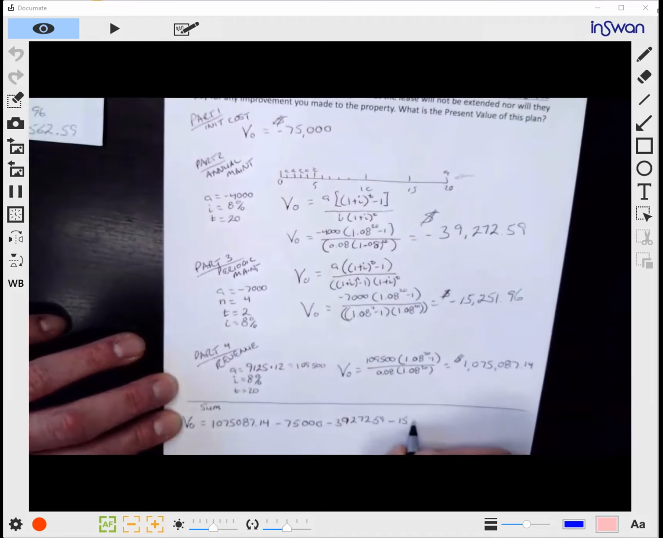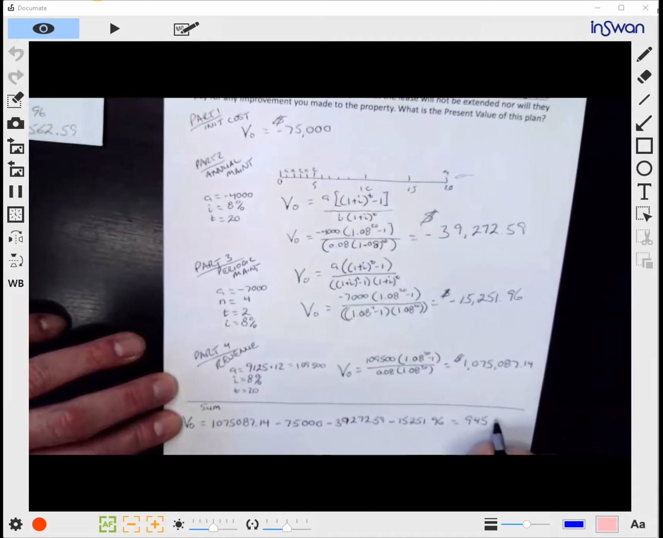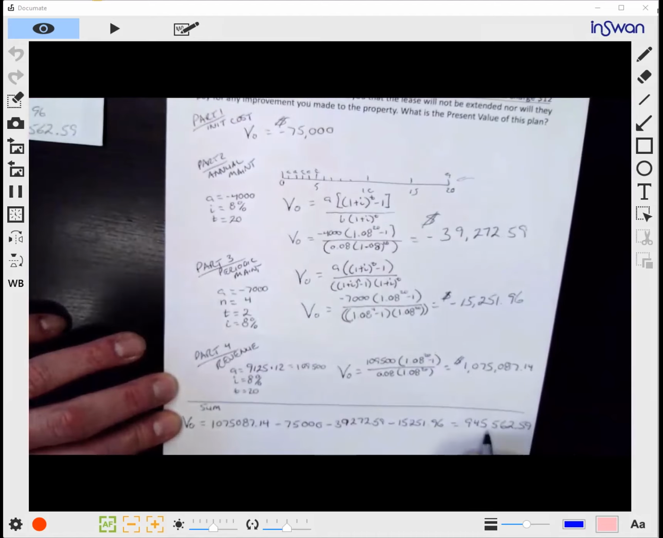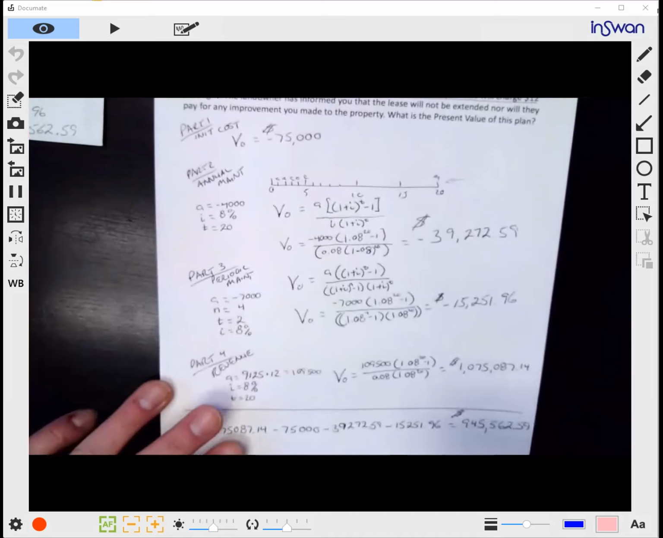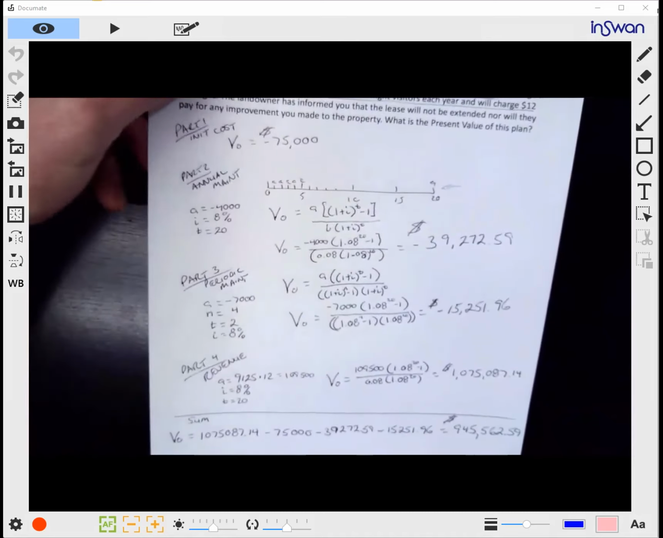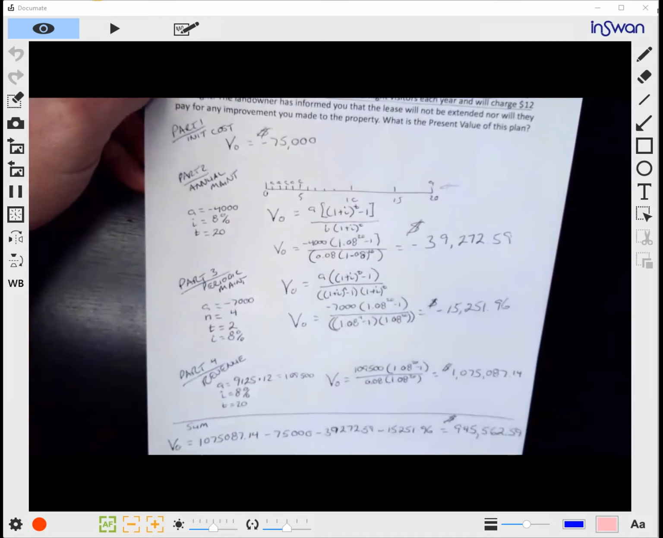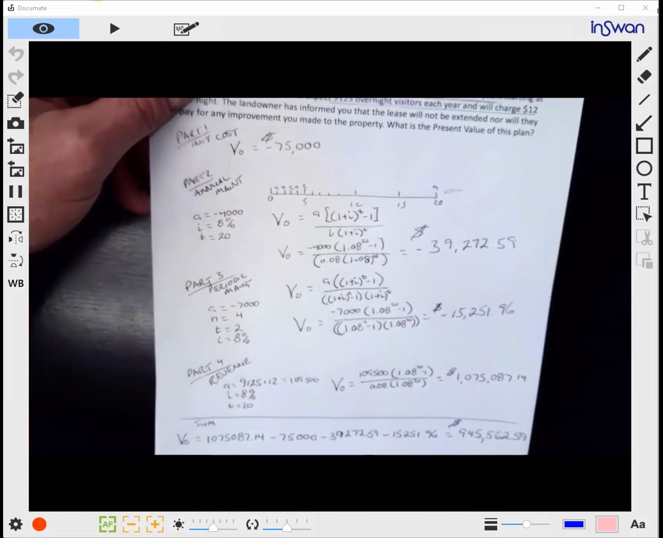15,251.96. And if I did it all right, that should equal 945,562.59. So that's the value of this rustic campground option for this particular campsite. What I'm going to do next is do the formulas in Excel, and then I'm going to come back and we'll talk about opportunity costs associated with these 2 options.